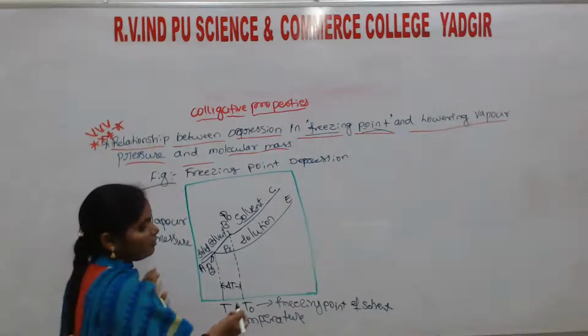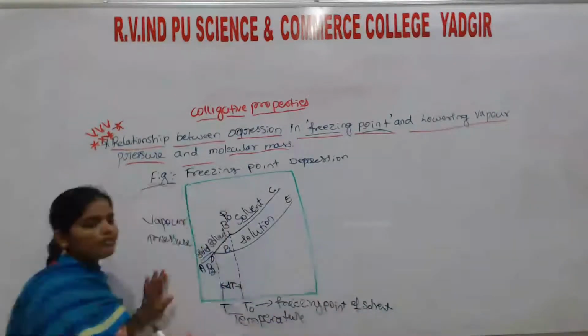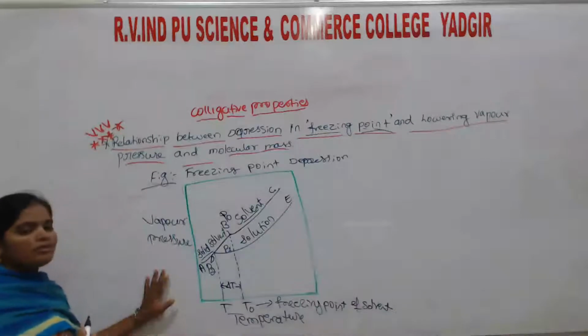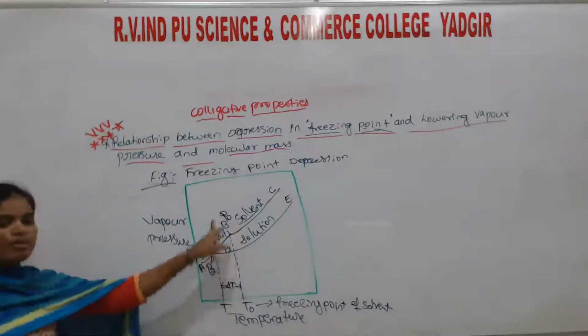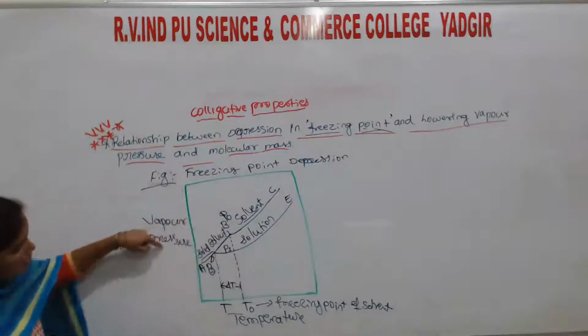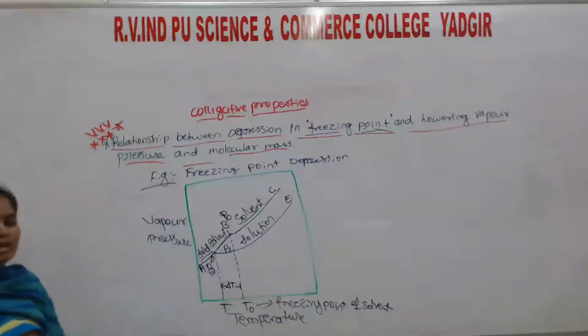These two curves have the same vapor pressure, and this is known as the freezing point. The definition of the freezing point of a solvent is that solid and liquid have the same vapor pressure. Here the same vapor pressure and temperature are given.